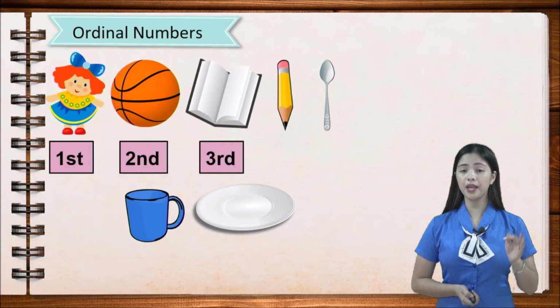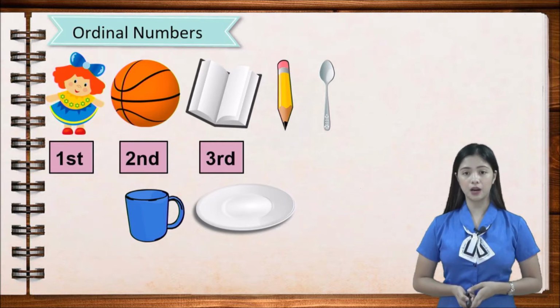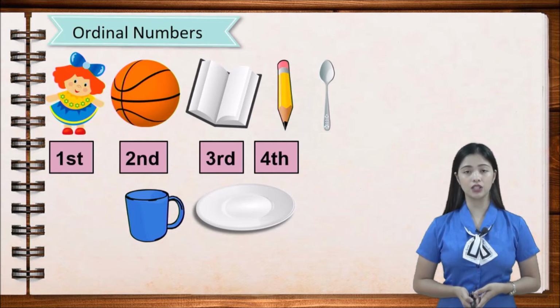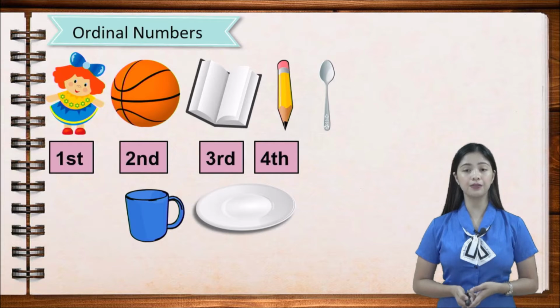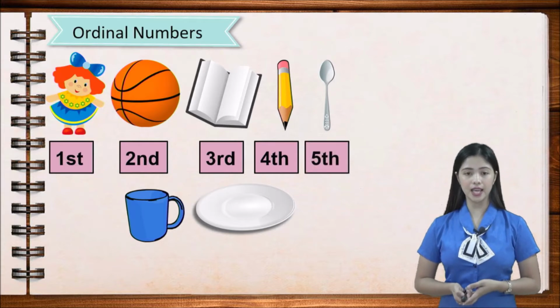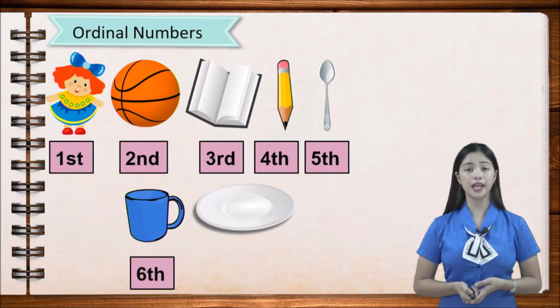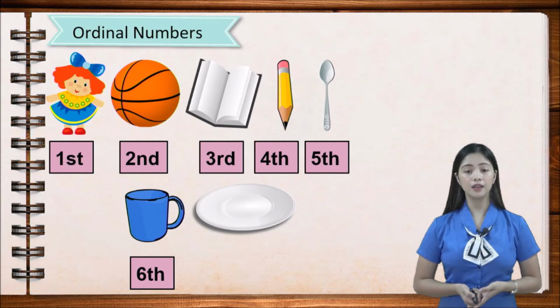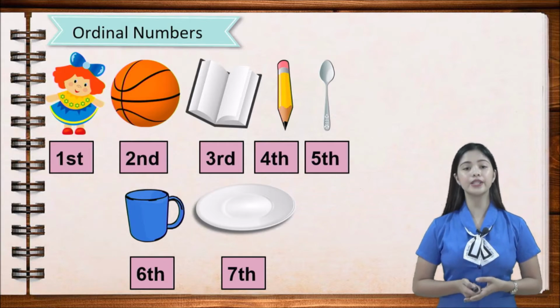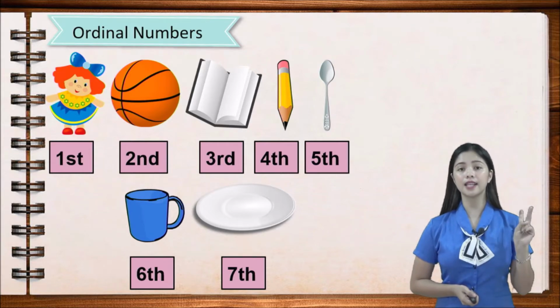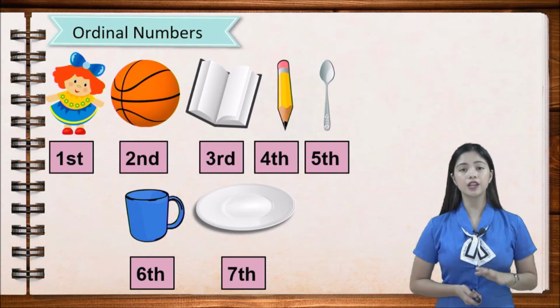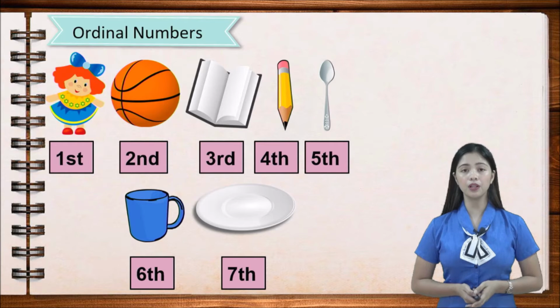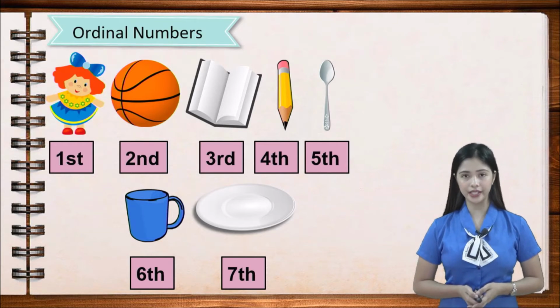For number 3, we add RD. Pencil comes fourth. Starting with number 4, we add TH, fourth. The spoon comes fifth, so we also add TH. The cup comes sixth, so we also add TH. And the plate comes seventh, so we also add TH. As you can see, kids, only first, second, and third are different. Starting from 4th until 9th, we all add TH, and even for 0, okay?